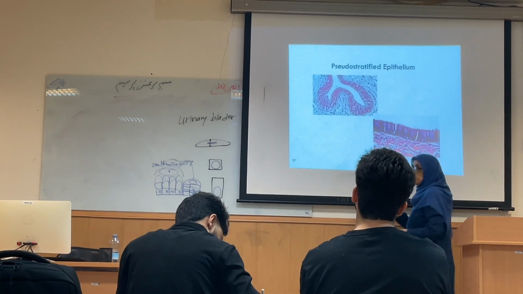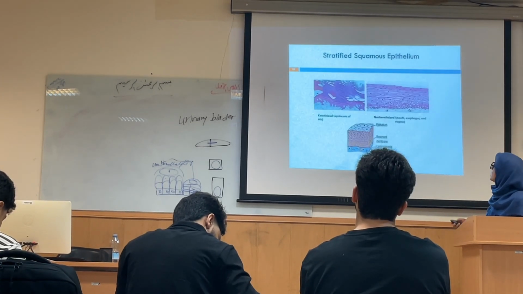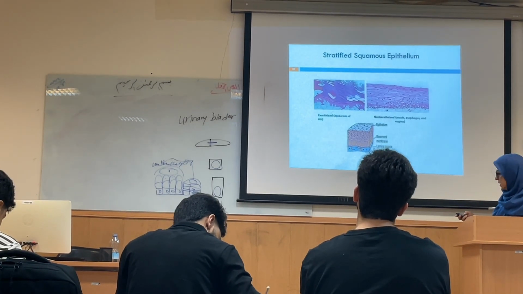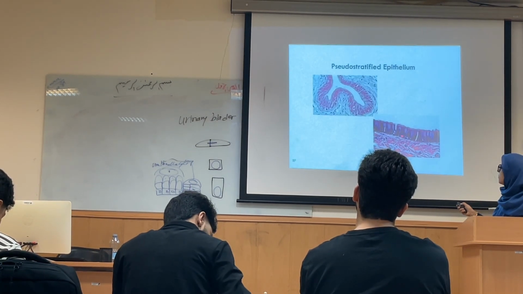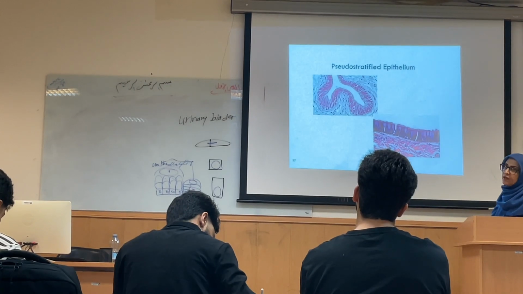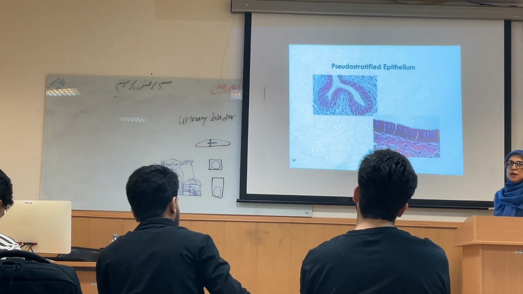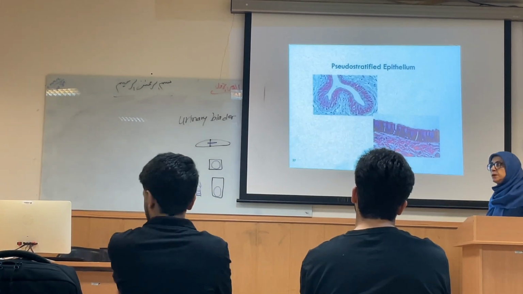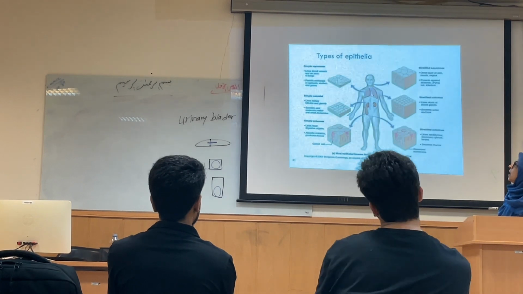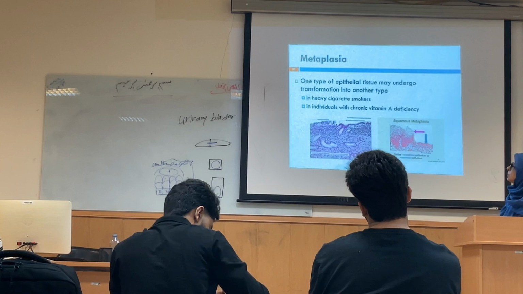So, the stratified epithelium compared to this one: here the cells are in different layers, but here all the cells are in one layer and the nuclei are in different layers. In the apical part we can also see cilia, because this type of epithelium is found mostly in the respiratory system. These are the different types of epithelium, the schematic pictures and also the locations.